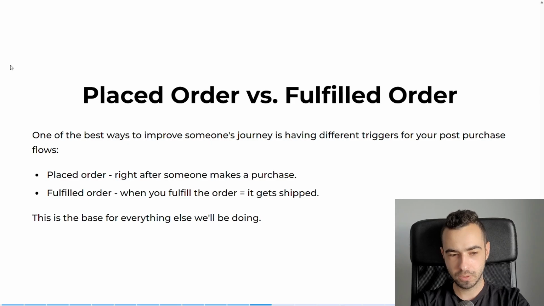So the placed order metric is right after someone makes a purchase, doesn't matter if they get the product. Fulfilled order, on the other hand, is when you fulfill your order inside of your Shopify or whatever platform you're using, which usually means that it's going to be triggered when the order is shipped. This is the base for everything else we'll be doing, and you will see why in just a second.